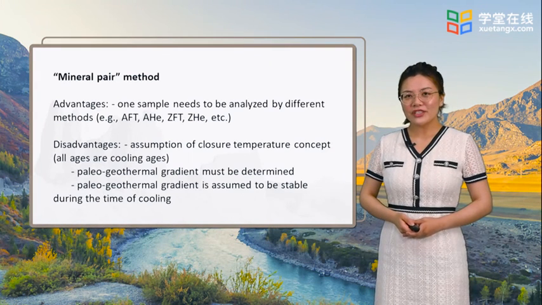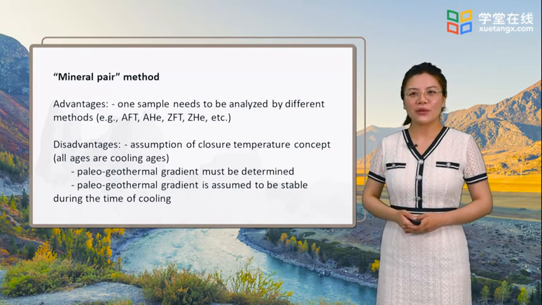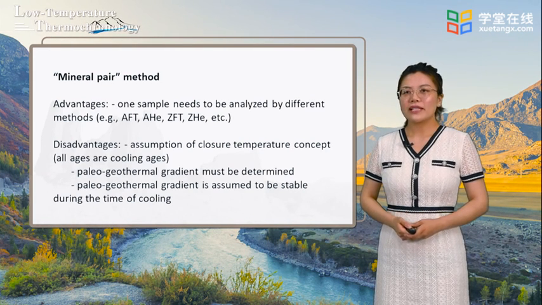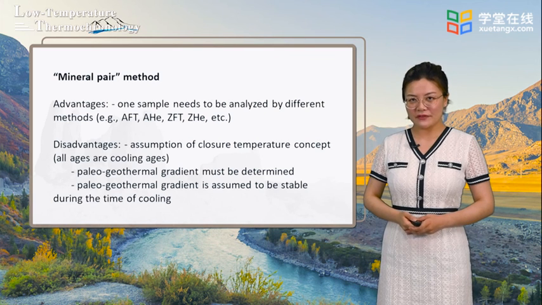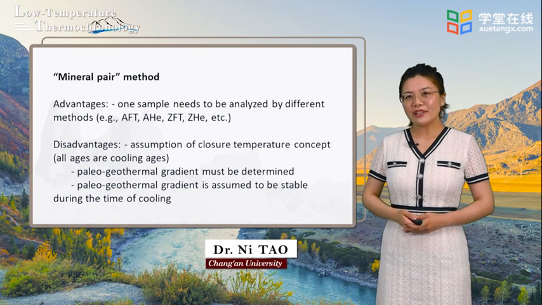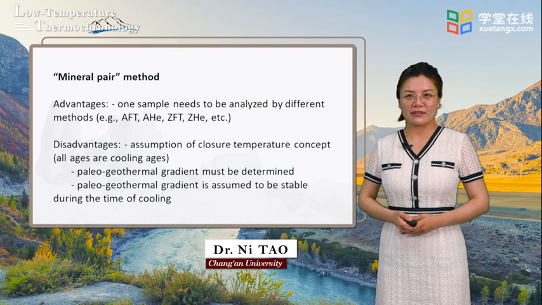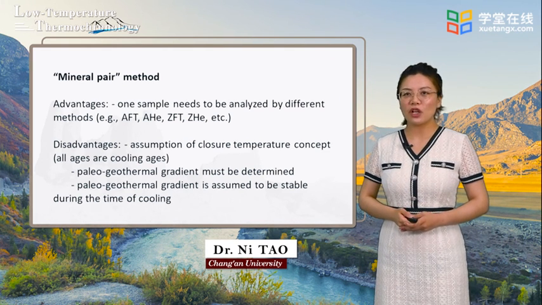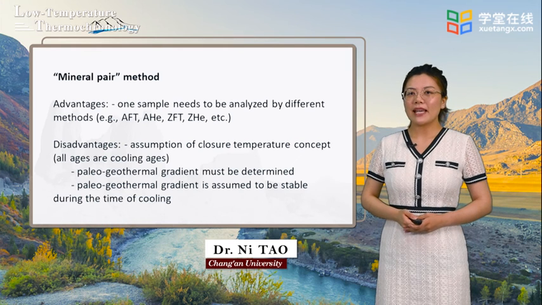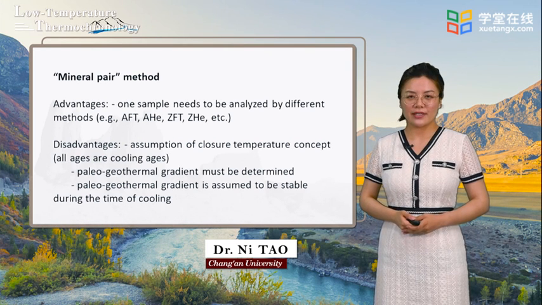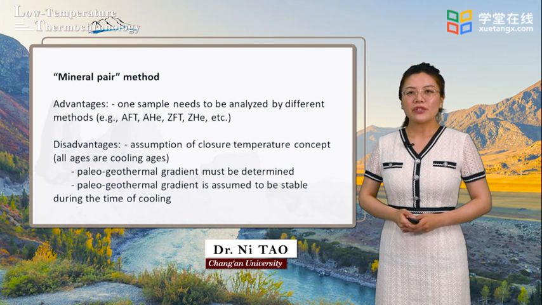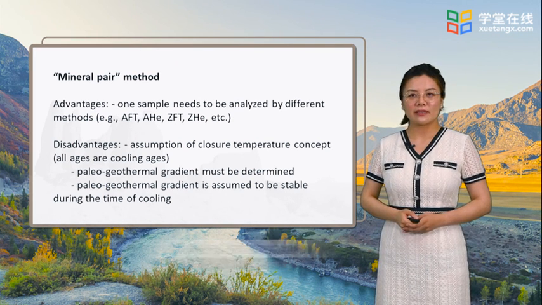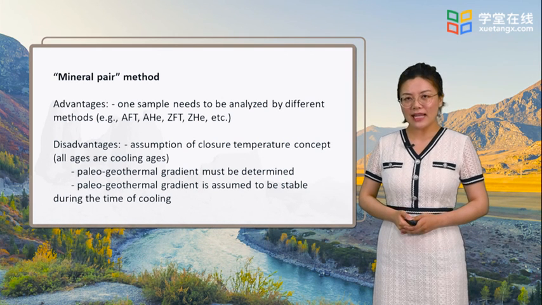One of the main advantages of the mineral pair method is that one sample is often analyzed by different methods. For example, the commonly used ones include apatite fission track, apatite helium, zircon fission track, and zircon helium methods. Its disadvantage is that it is based on the assumption of the closure temperature concept, namely all ages are treated as cooling ages. Therefore, the paleogeothermal gradient must be determined, and it is assumed to be stable during the time of the cooling.